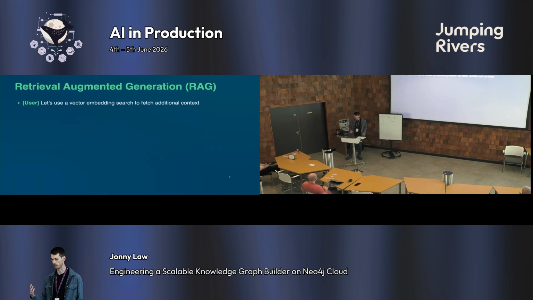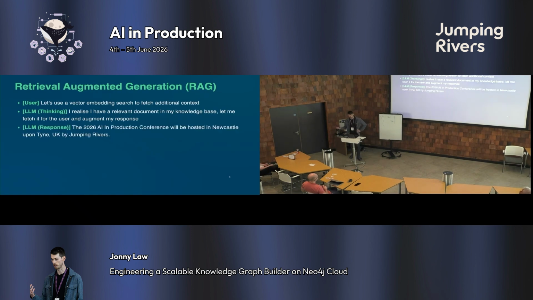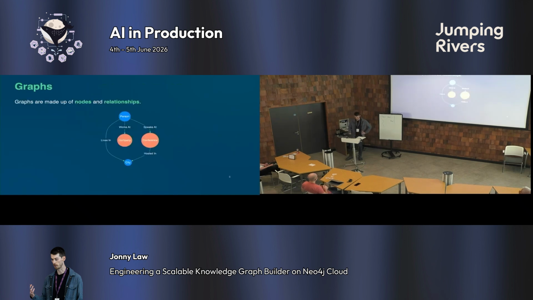Okay, why don't you just use vector embedding search to fetch some additional context? All right, okay. I realize I have a relevant document in my knowledge base. Let me fetch it for the user and augment my response. Okay, so now it's said, okay, the 2026 AI in Production Conference will be hosted in Newcastle. Well, it still hasn't figured out that's me. All right, so what if we had additional context for these documents?